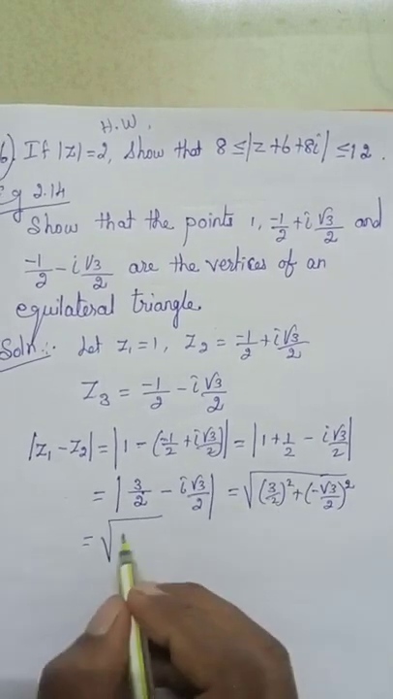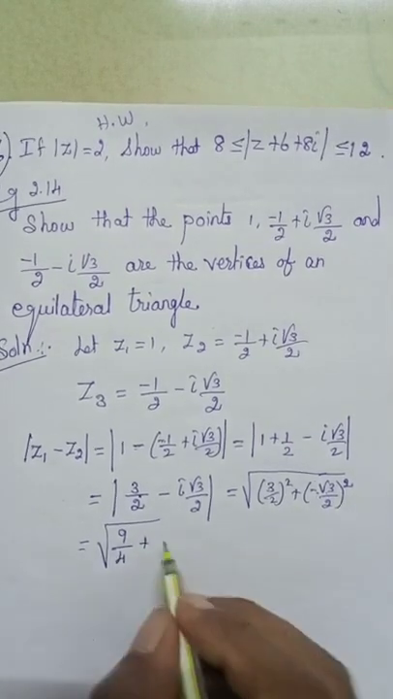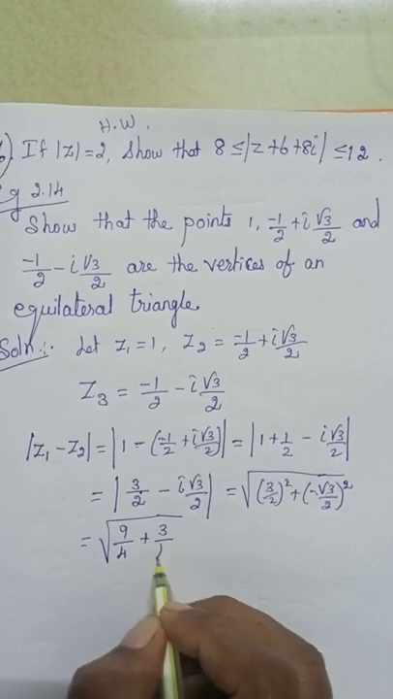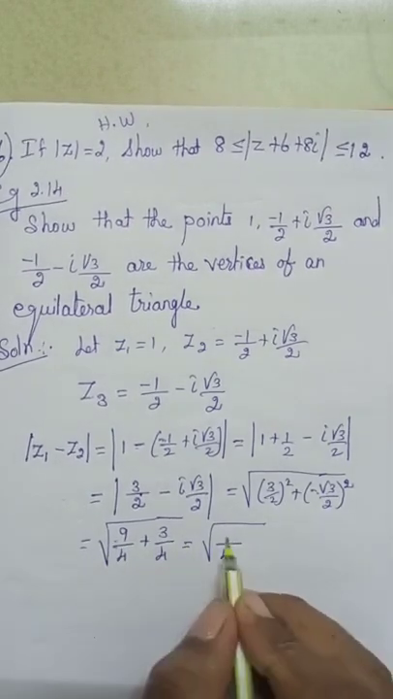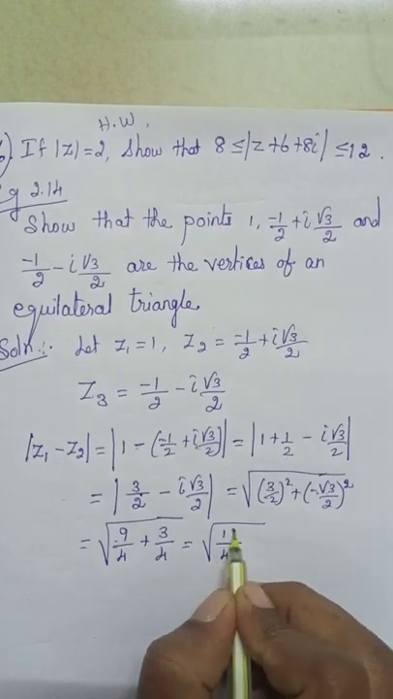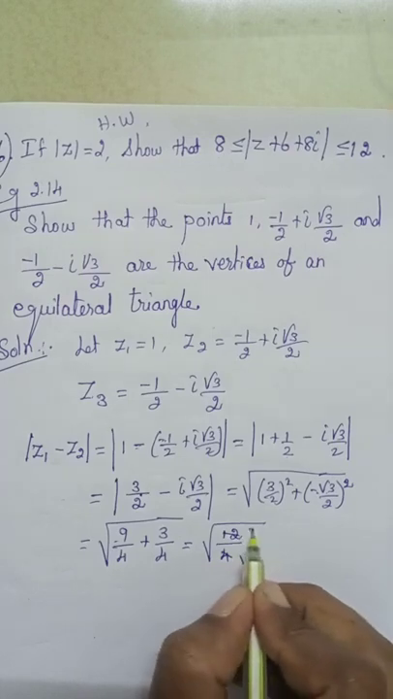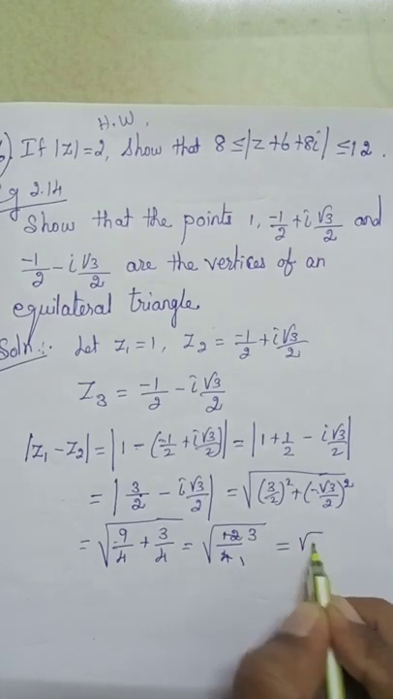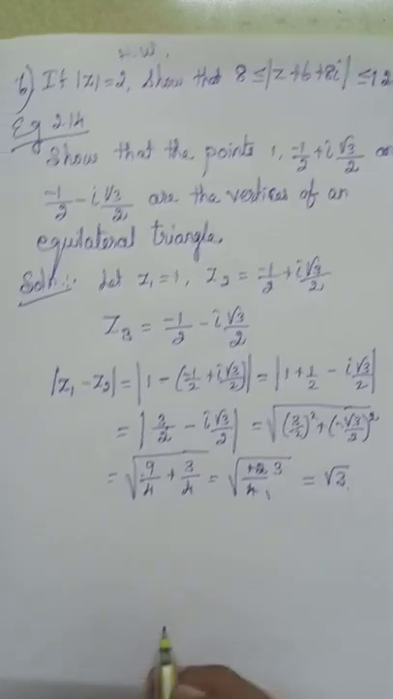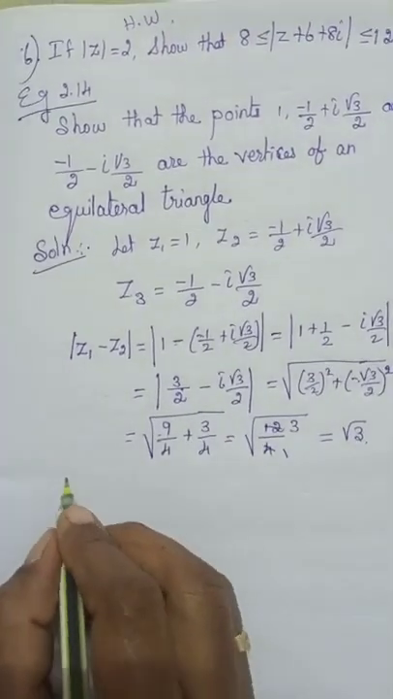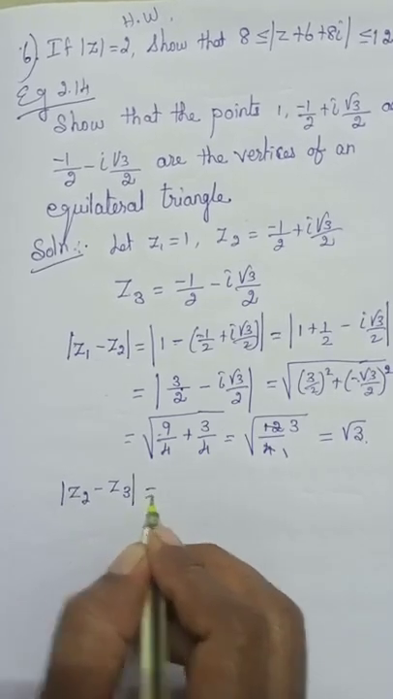That is root of 3 by 2 whole square, 9 by 4, plus minus root 3 by 2 whole square, which is 3 by 4. So inside the root, if we take LCM as 4, 9 plus 3 is 12. Isn't it? Now 12 by 4, that is 3. So we have got the answer root 3. So Z1 minus Z2 we have found out. Now we are going to find out modulus Z2 minus Z3.